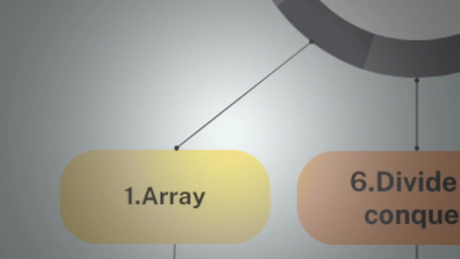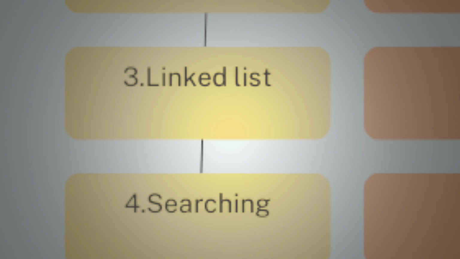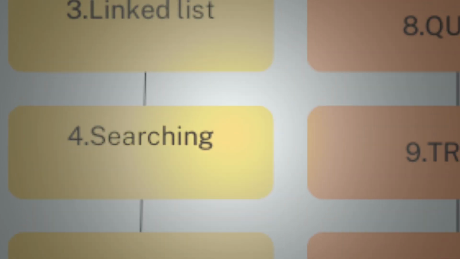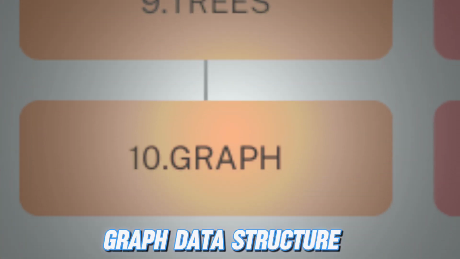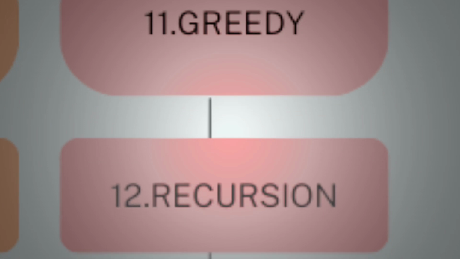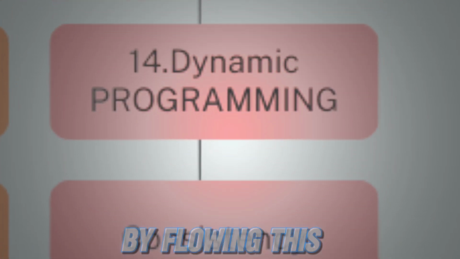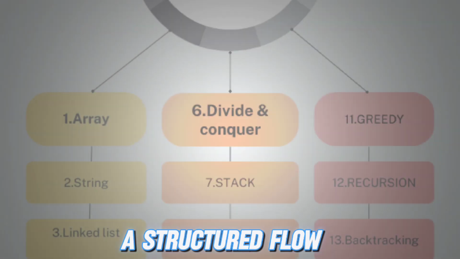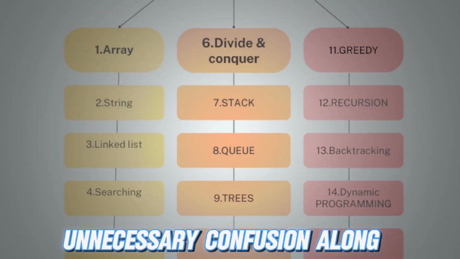Number 1 is array, then string, linked list, then algorithms like searching algorithms, sorting algorithms, then divide and conquer algorithm, stack, queue, tree data structure, graph data structure, greedy methodology, recursion, backtracking algorithm, dynamic programming. By following this structured flow, you will build a solid foundation in DSA and avoid unnecessary confusion along the way.